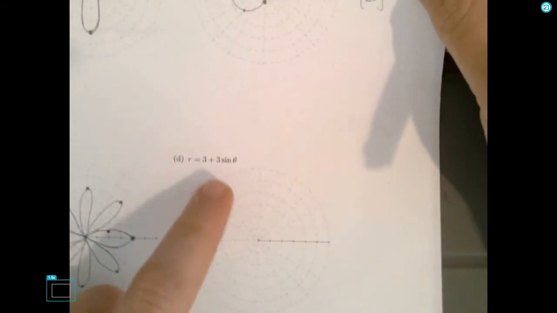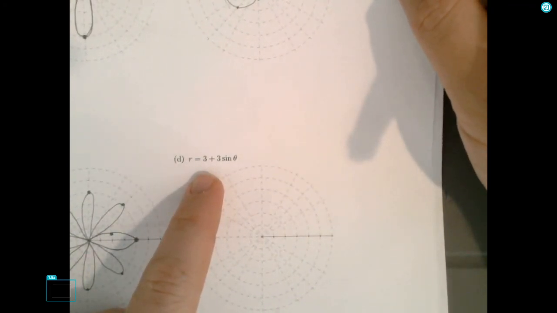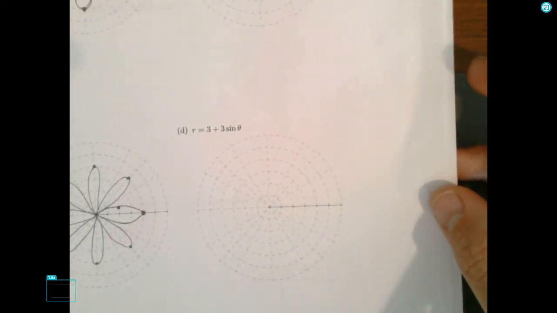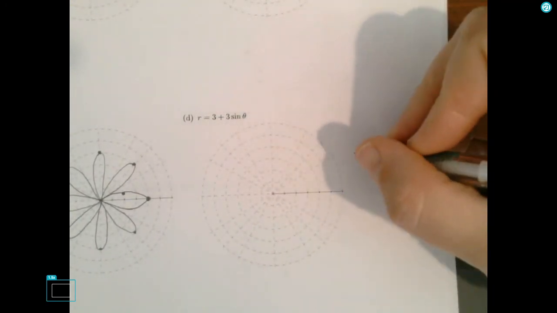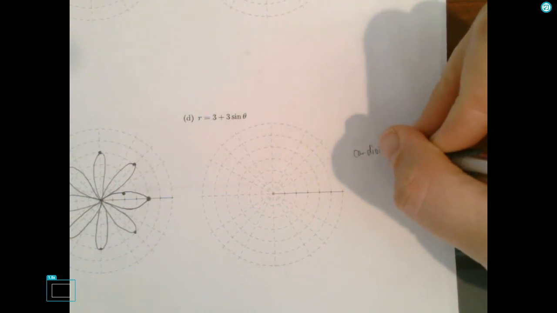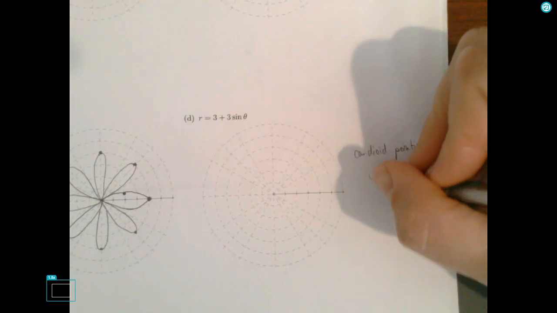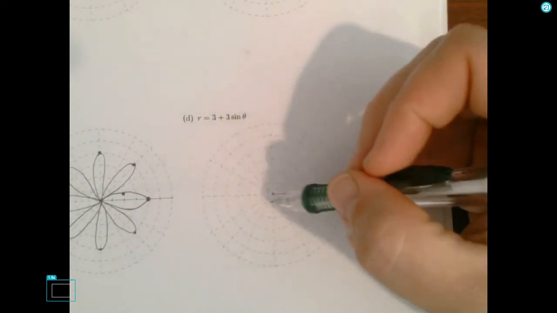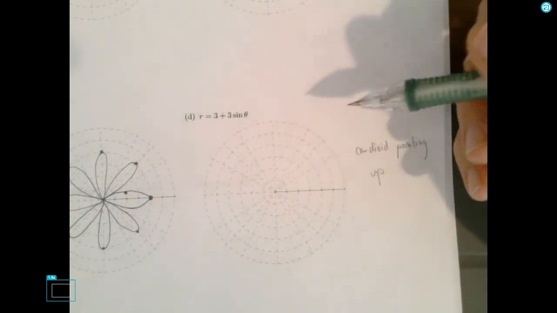Okay, what about this one? Another cardioid. We kind of did almost this exact one. We did r equals 2 plus 2 sine theta, or maybe it was 2 minus 2 sine theta. What did we do? No, we did 2 plus 2 sine theta. This one is 3 plus 3 sine theta. It's going to be the same thing, a cardioid. Not pointing up like you would imagine a heart, but it's going to bulge up.